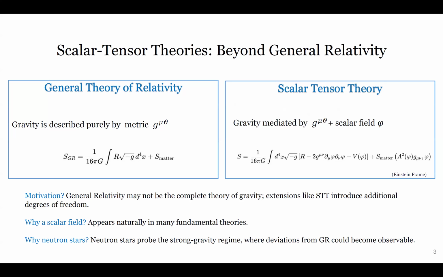And the reason to use neutron stars is because we are trying to test this in a strong field limit, and they are the best objects to probe this. And also, we would be able to observe the change in the physical parameters.